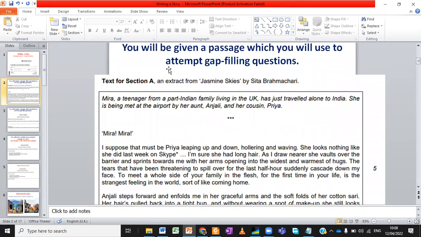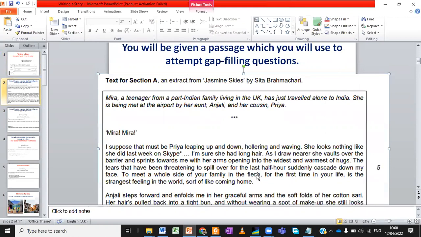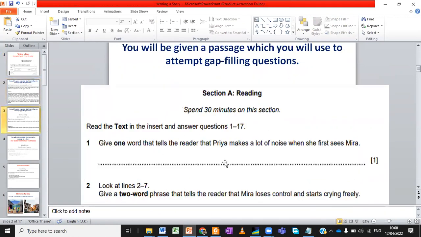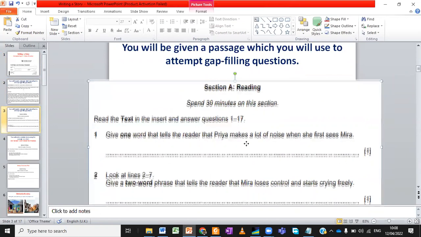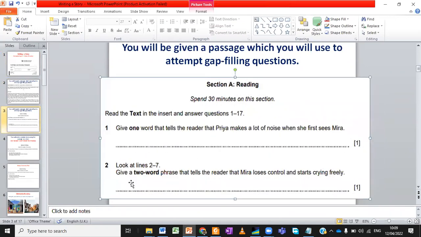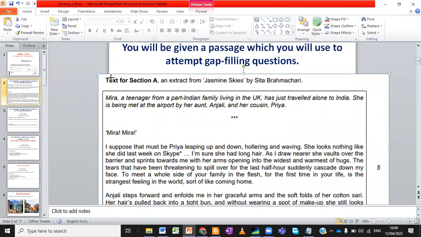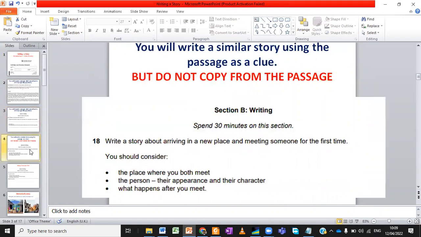Yeah, clearly. First off, they'll give you a passage to read. And after reading, you will use that passage to answer some questions like this. Of course, we just concluded the second term examination, so you are still familiar with the nature of checkpoint questions. So they'll give you a passage to read. You will use this passage to answer the gap-filling questions. When you are done with that, they will now ask you to write a story.